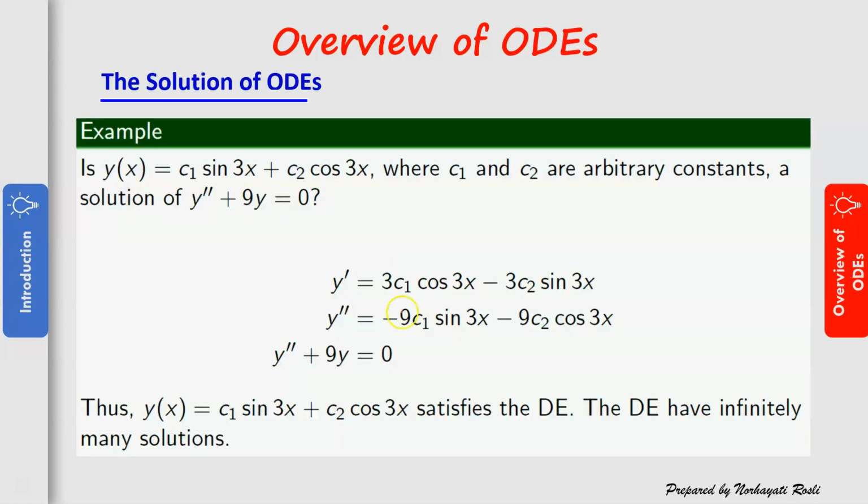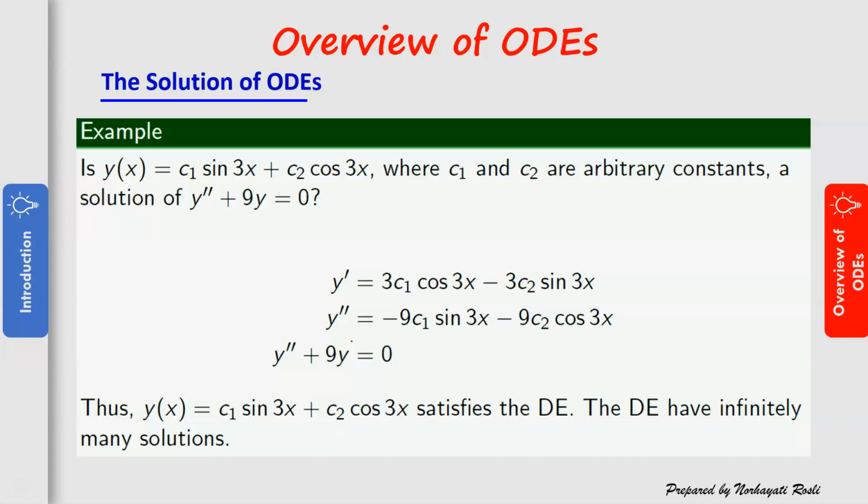So the first example here, let's say we have y(x) equal to c1 sine 3x plus c2 cos 3x. We want to check now, for arbitrary constants c1 and c2, is this y(x) a solution for y double prime plus 9y equal to 0? This is the step on how to solve it.